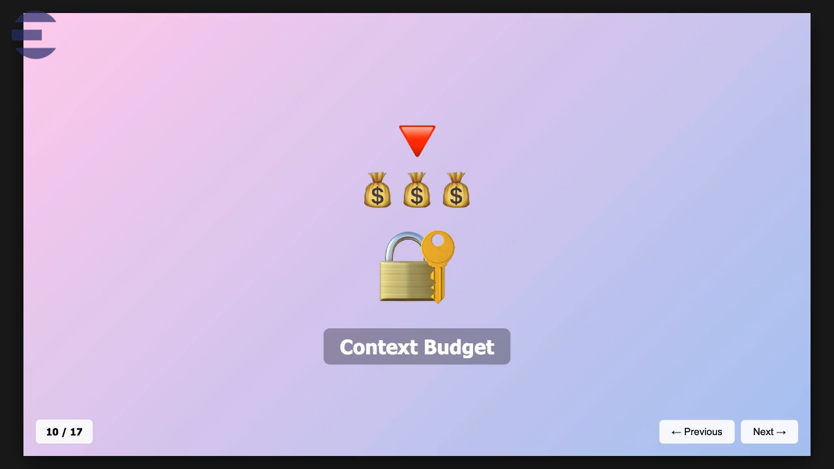And this budget is balanced across four critical areas. First, you've got token space. That's the physical size limit of the model's input. But just as important is latency. How fast do you need the answer?